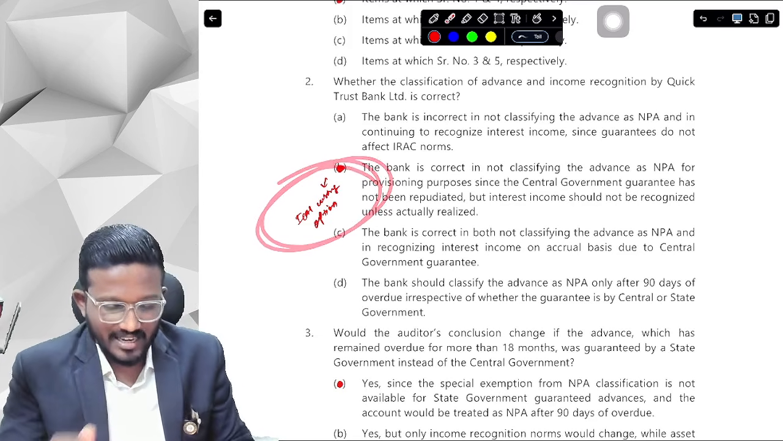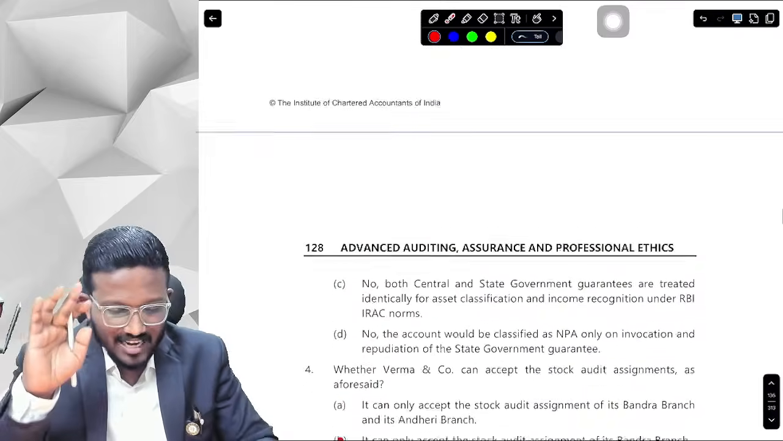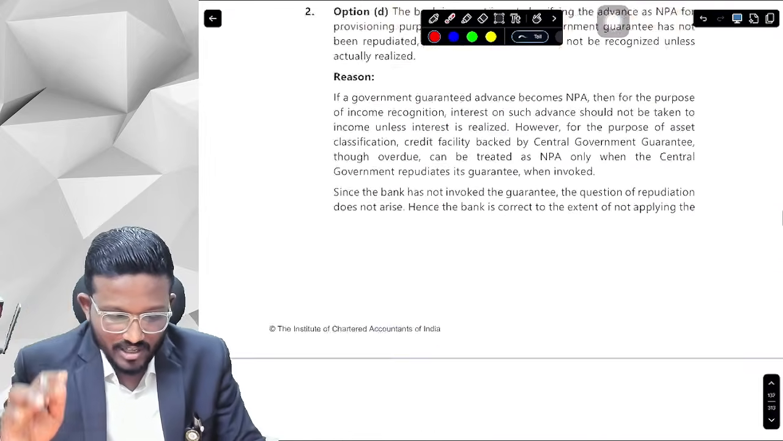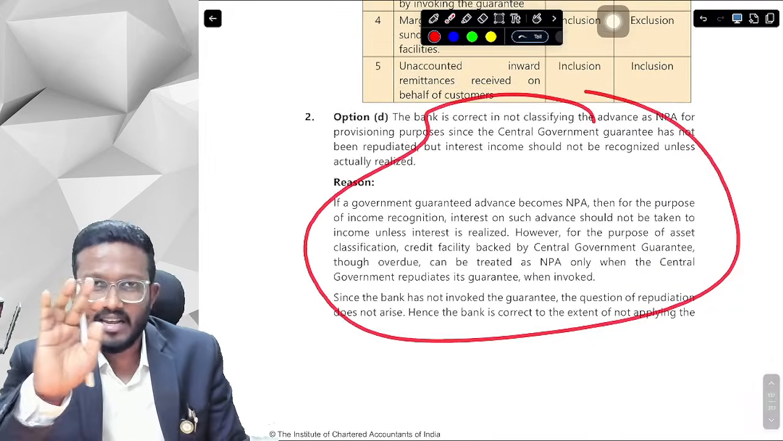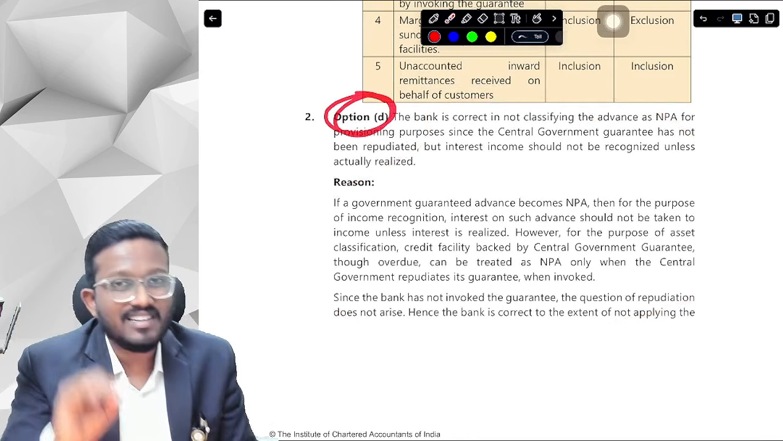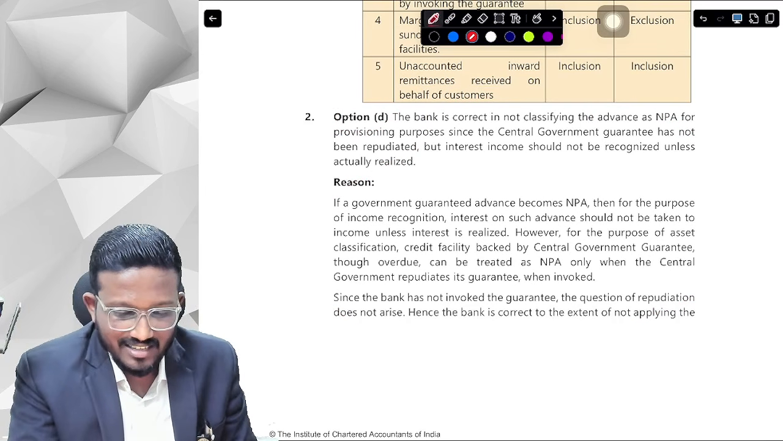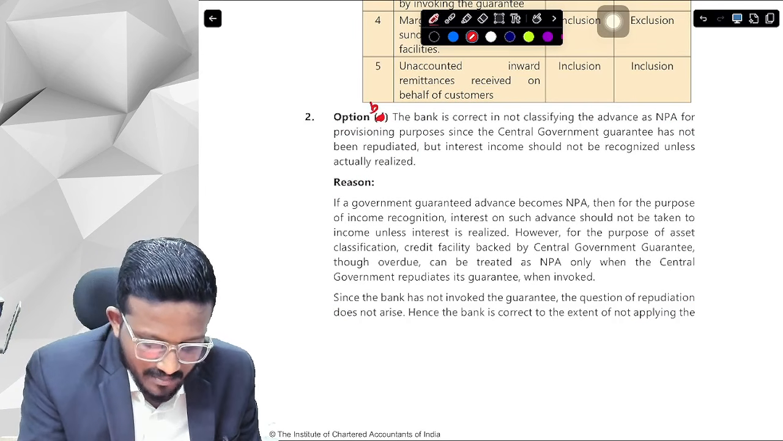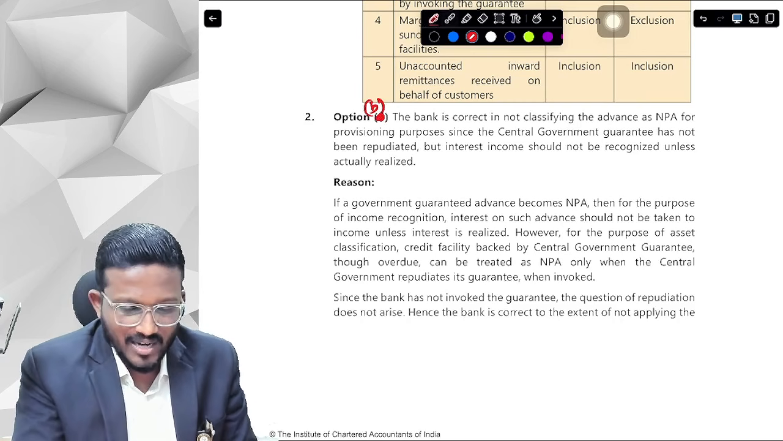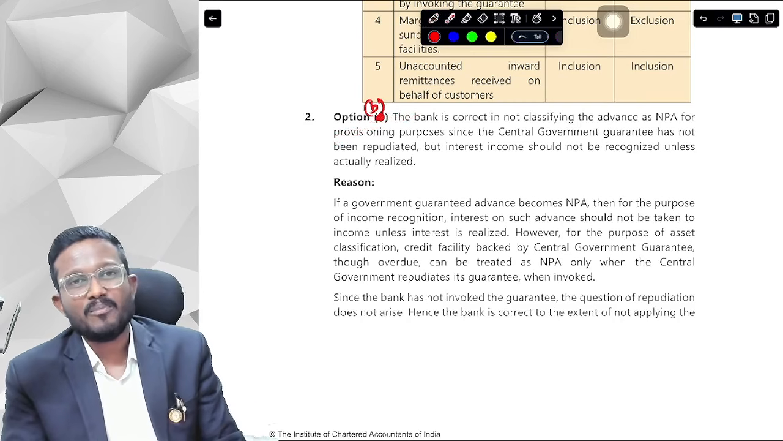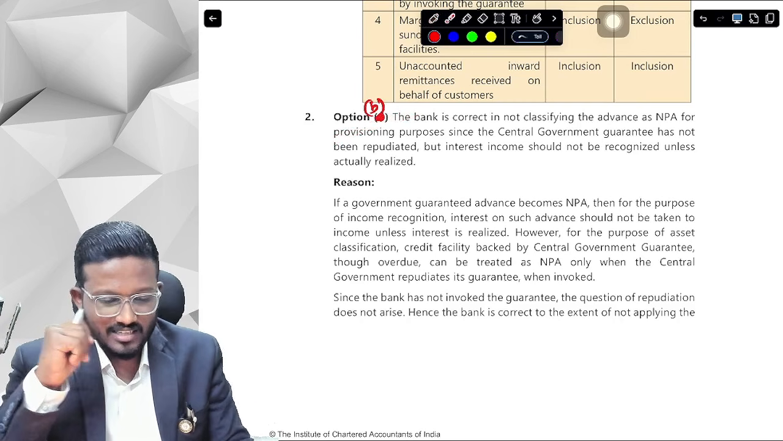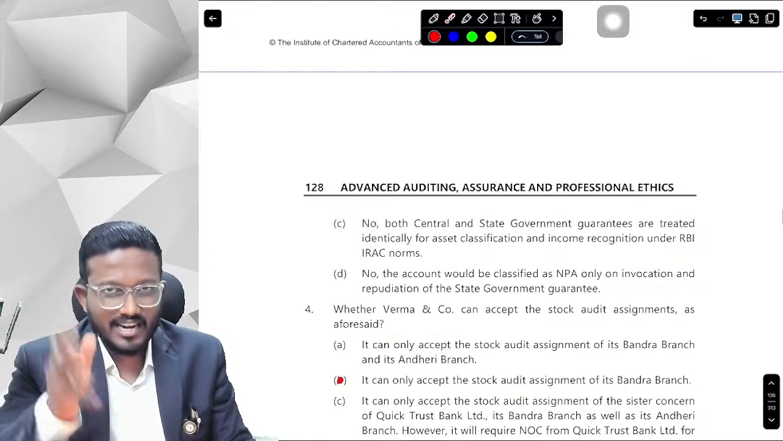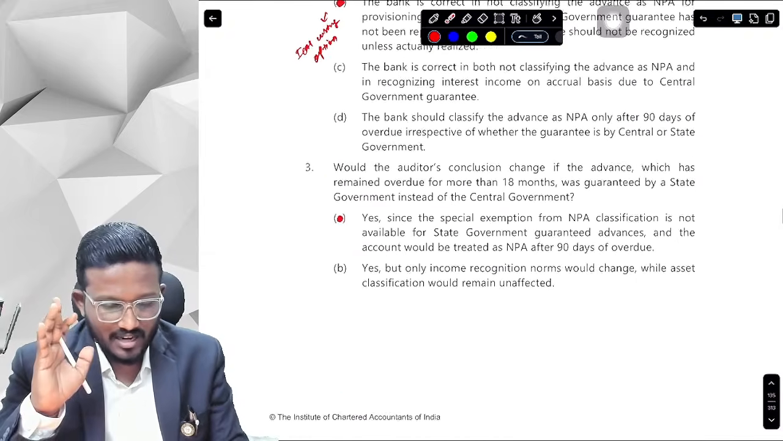So here the correct option is B, and ICAI has also given the correct option. The explanation of the correct option is very correct, but here ICAI has mistakenly typed it as option number D. However, it is option number B which is correct. Yes sir, you can correct it in your case scenario digest that you are referring to, or you can directly print this case scenario booklet that I will be sharing in the Telegram channel.